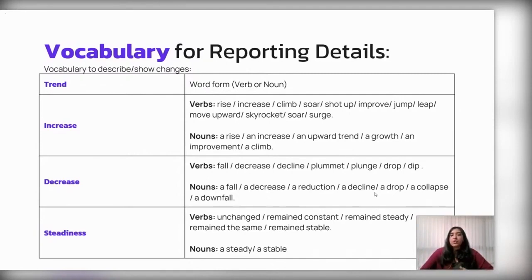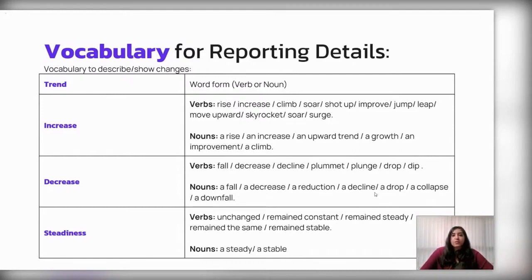Okay, and then if you want to show that there was just a steady change, it was just steady, you can say unchanged, remain constant. That's a good one that you can use. It remained constant throughout the years 1994 to 1995 or 1996, right? It remained steady, it remained the same, it remained stable, right? Okay, so all these are different vocab that you can use to describe or show changes.